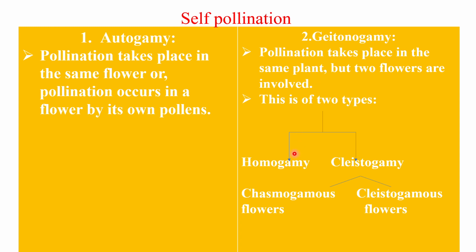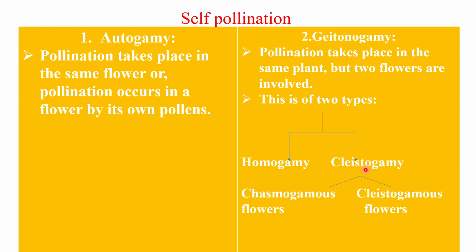And autogamy is of two types, homogamy and clistogamy. In homogamy, the stamens and carpels of a flower mature at the same time. Therefore, the pollen grains of a flower can pollinate the stigma of the same flower, and it is found in mirabilis. In clistogamy, the flowers open after their maturation and expose their anthers and stigma to the environment.